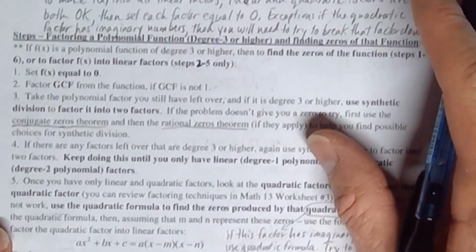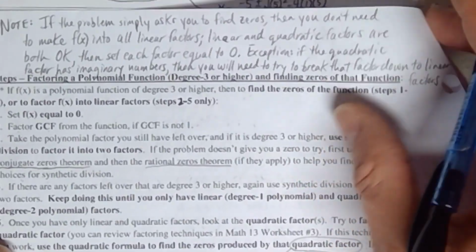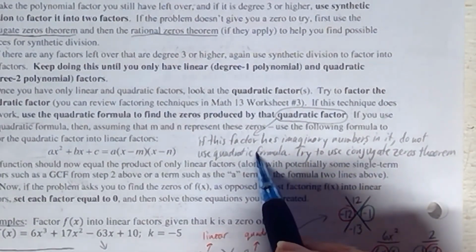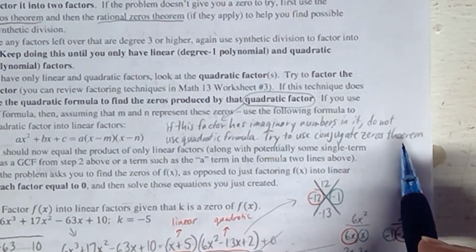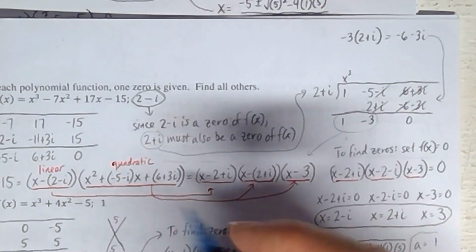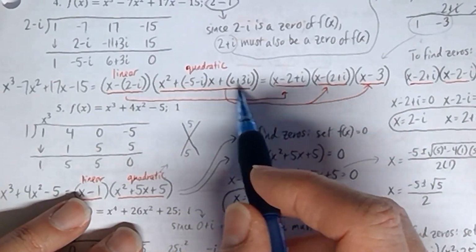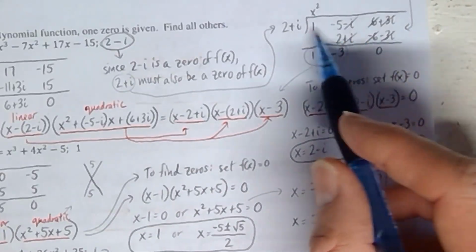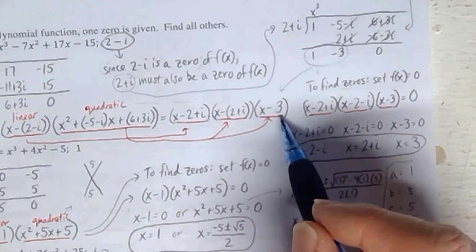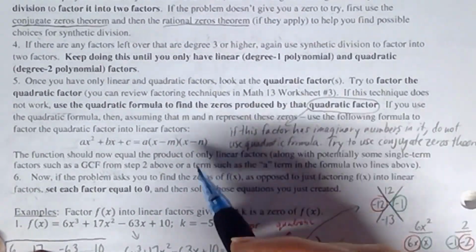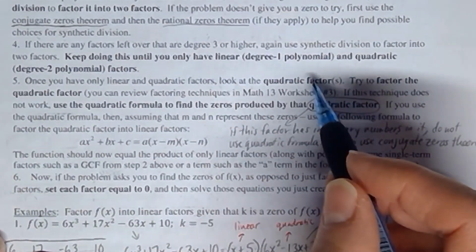The only time that you can't do that is if the quadratic factor has imaginary numbers, you can't use the quadratic formula. What you should try to do instead is use the conjugate zeros theorem. We saw that in this problem right here where I was stuck with a quadratic factor with i's in it, and so I used the conjugate zeros theorem in order to break that factor down to a couple of linear factors right here that these became. But other than that situation, once you get down to linear and quadratic factors, you can skip step 5 right here where you try to break down the quadratic factor.